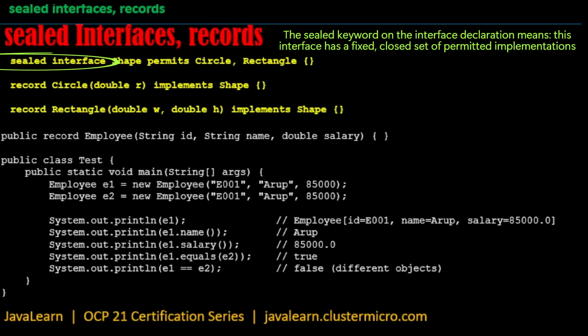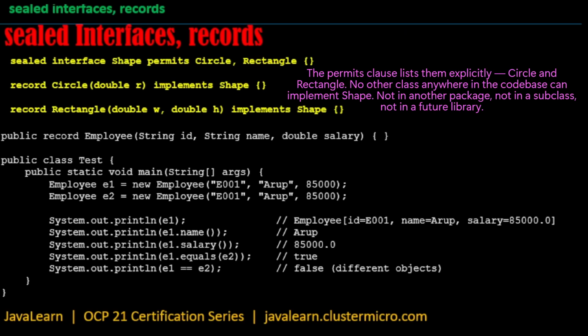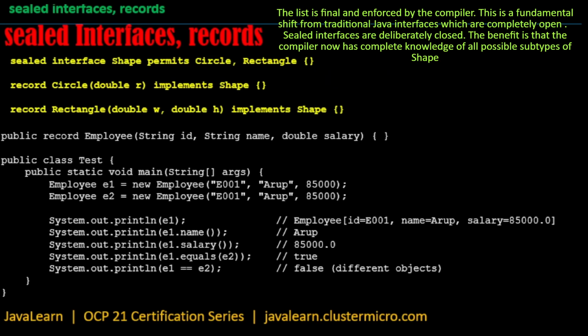No other class anywhere in the code base can implement Shape. Not in another package, not in a subclass, not in a future library. The list is final and enforced by the compiler. This is a fundamental shift from traditional Java interfaces, which are completely open. Anyone can implement them. Sealed interfaces are deliberately closed. The benefit is that the compiler now has complete knowledge of all possible subtypes of Shape, and it can use that knowledge to verify exhaustiveness in switch expressions, which we will see in a moment.